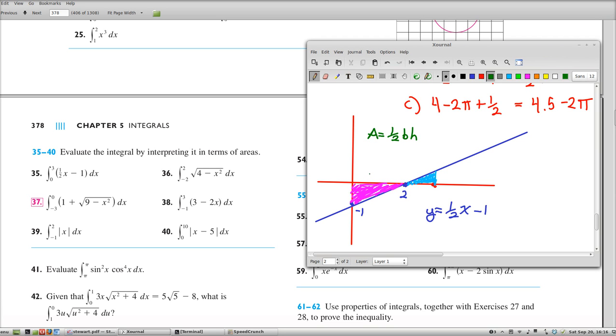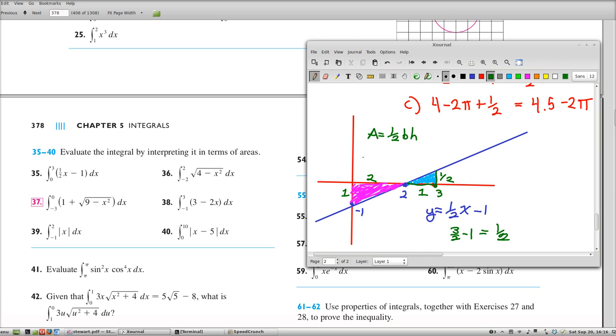For this triangle, the base is 2 and the height is 1. For this triangle, the base is 1 and the height is f of 3, whatever that is. So that is 3/2 minus 1, which is 1/2. So this height here is 1/2. This is a triangle with base 1 and height 1/2.